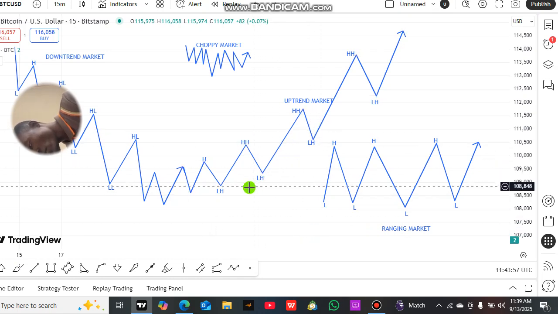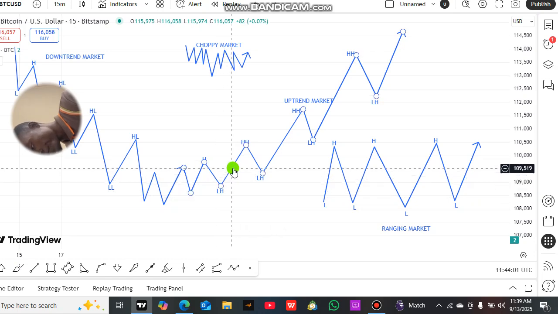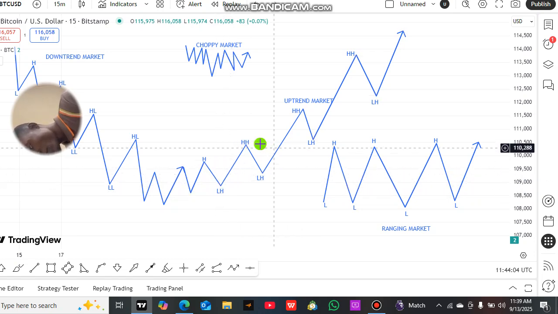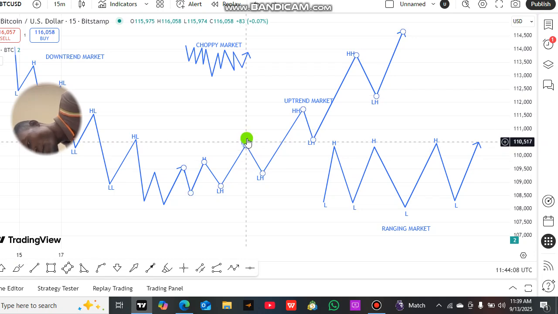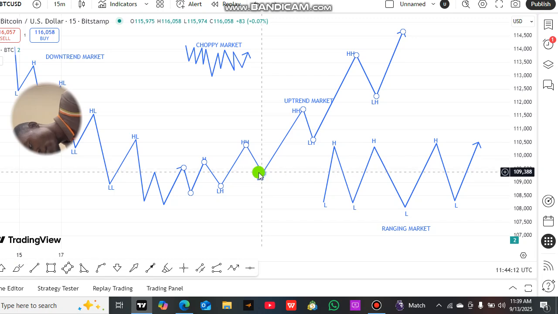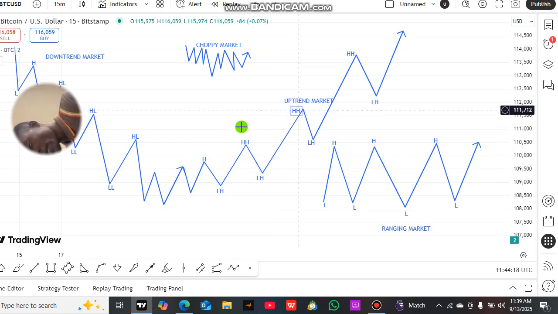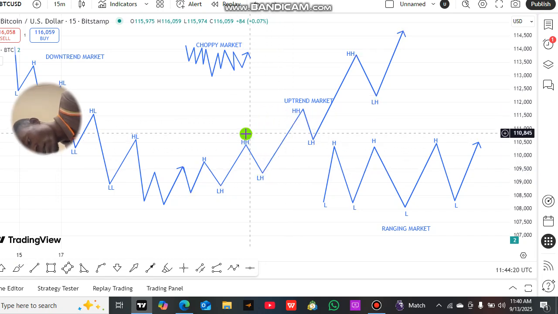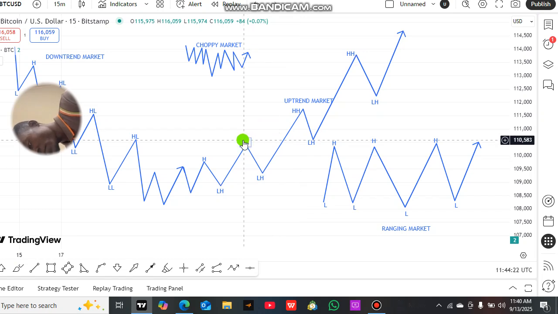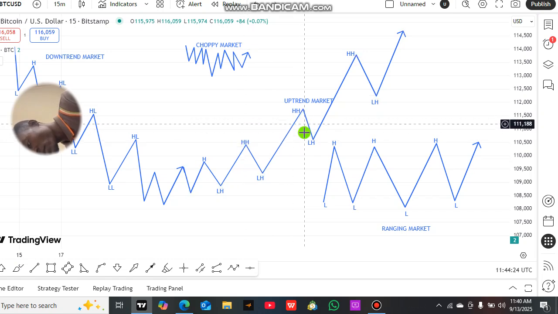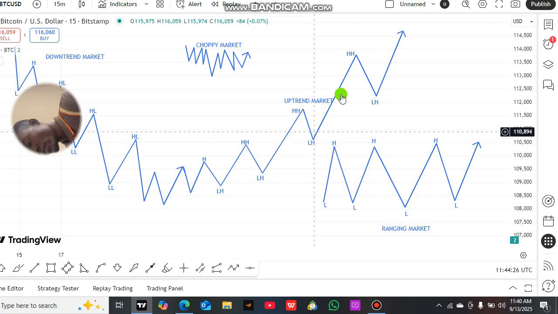So if you want to learn how to trade an uptrending market, first of all, when the market pushes to make a new high, you wait for the market to retrace. When the market retraces to make a new low, after that you look for a signal, then you buy the market, targeting the previous resistance level. Then after another retracement, you buy the market again.